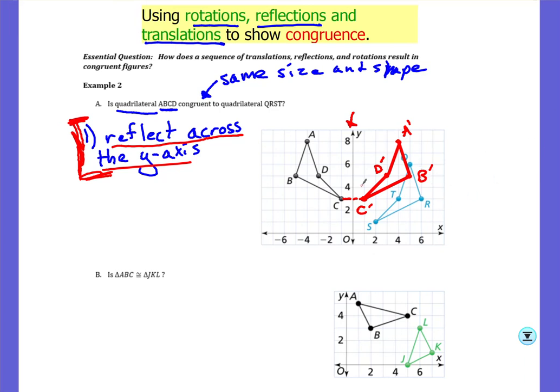So I could rotate. That doesn't seem to do much good. Reflection, I've already done my reflection, so that seems like a bit of a redundant task. So now we can just see, well, if I were to take every point and just push it down 2 and to the right 1, I would get that exact shape right there.